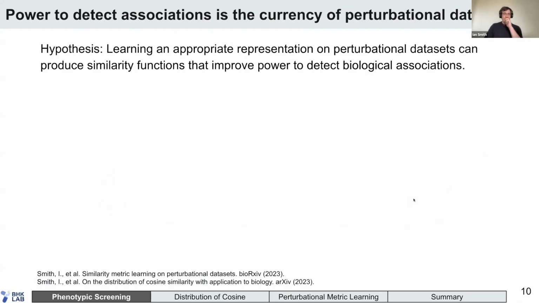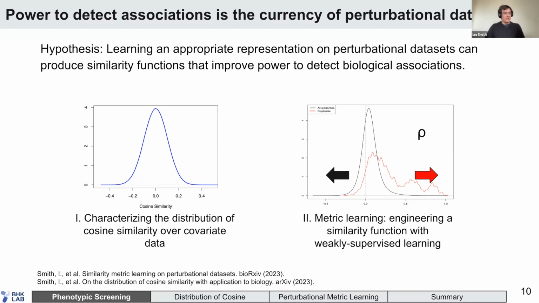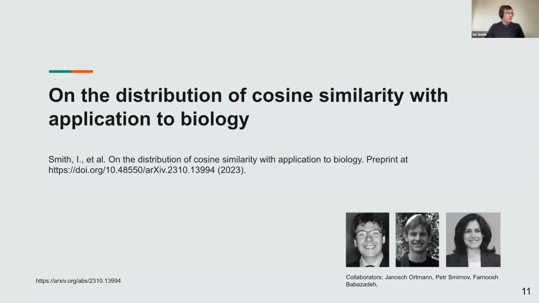So this motivates the hypothesis that we want to learn an appropriate representation on these data, and that doing so will help us detect biological associations. To explore this, I'm presenting two works. First, a more theoretically motivated work characterizing the distribution of cosine similarity for covariate data. And second, using weakly supervised learning to learn a similarity function from the data directly. So the first work is titled On the Distribution of Cosine Similarity with Application to Biology. It's available on arXiv, and I collaborated with a number of people from my lab.